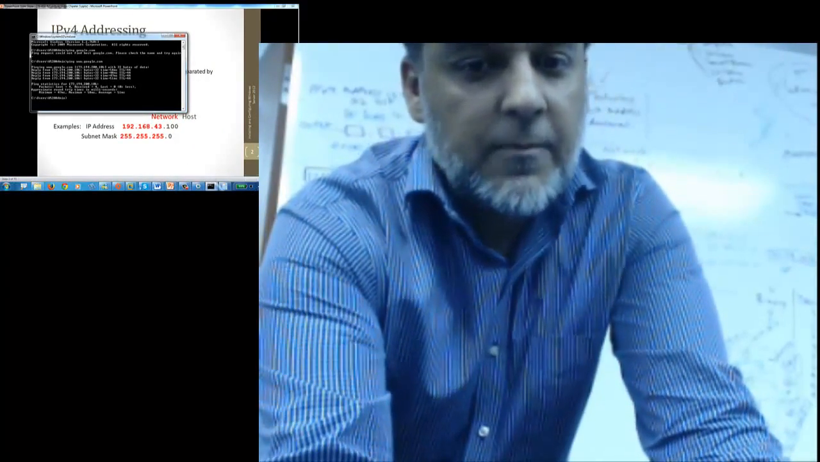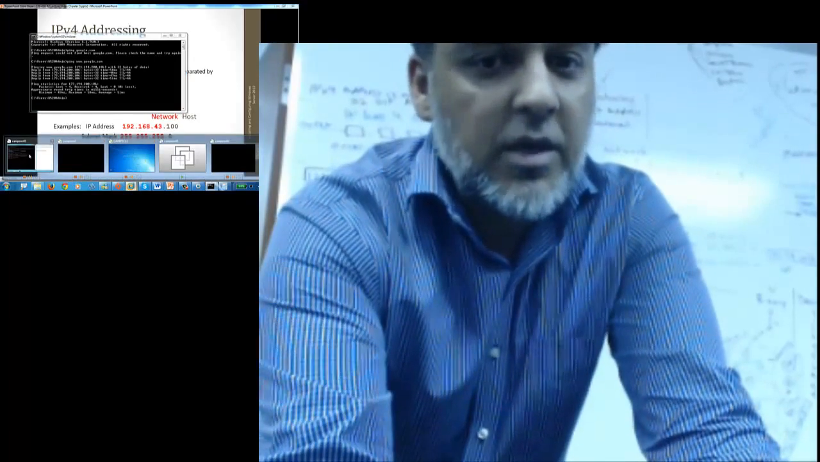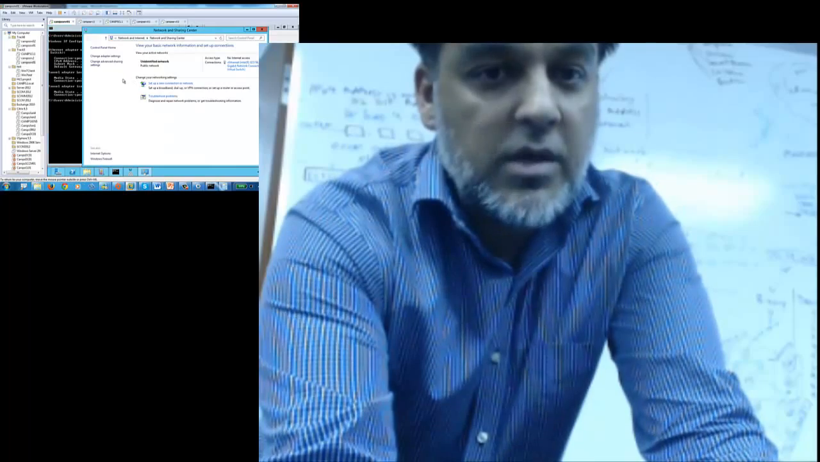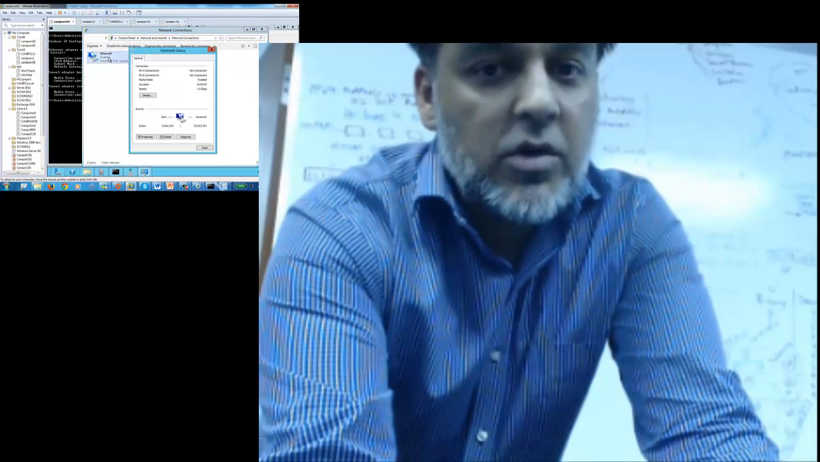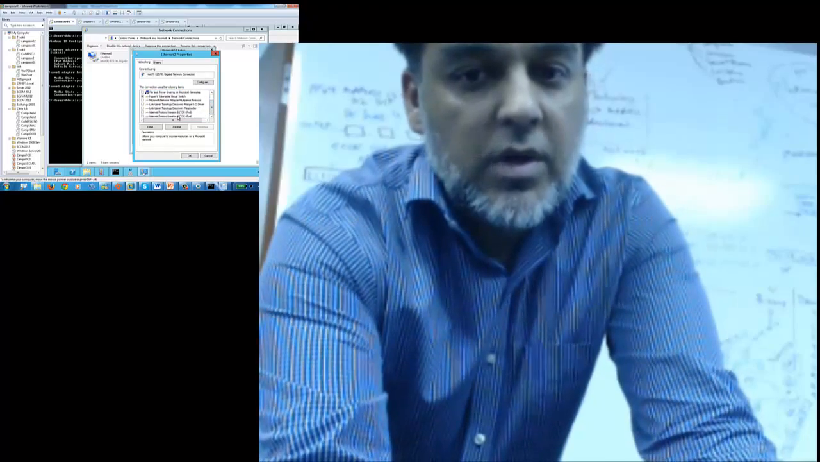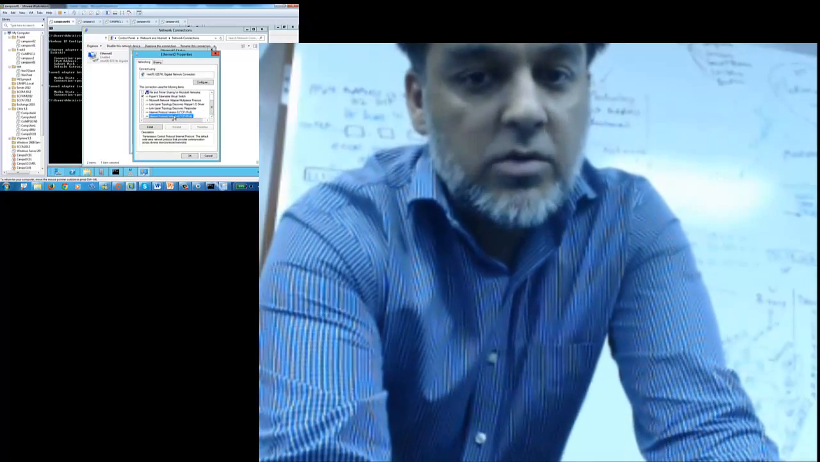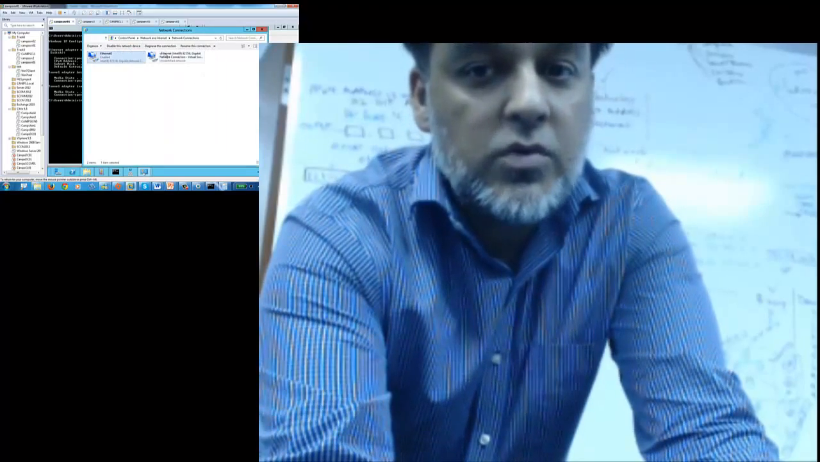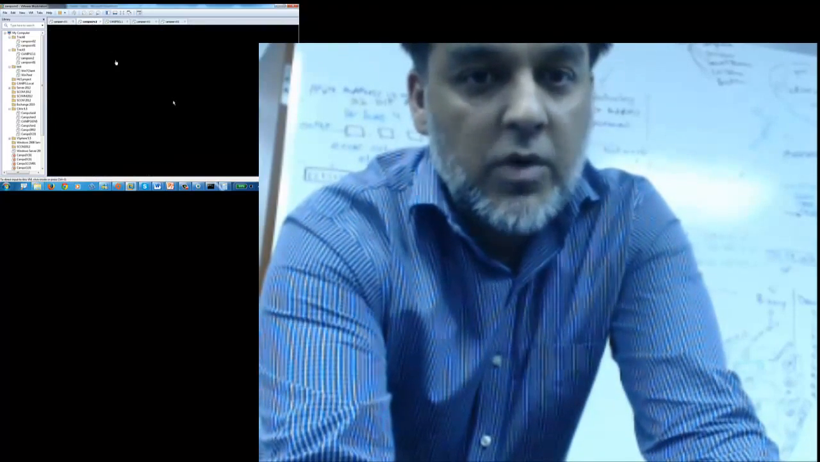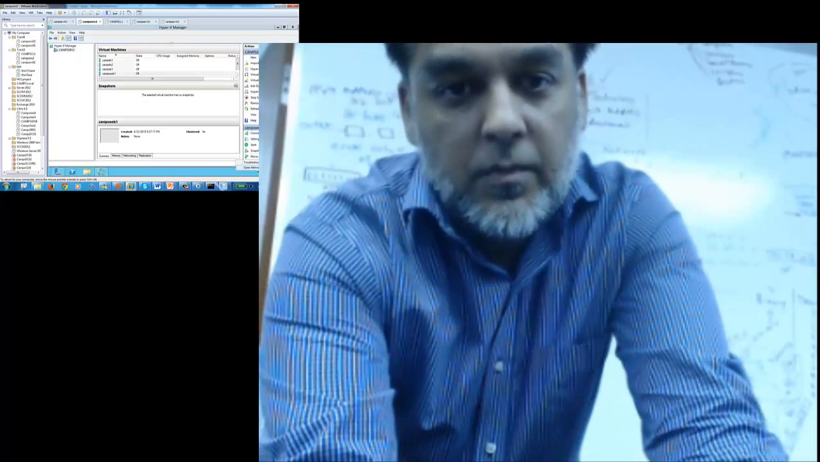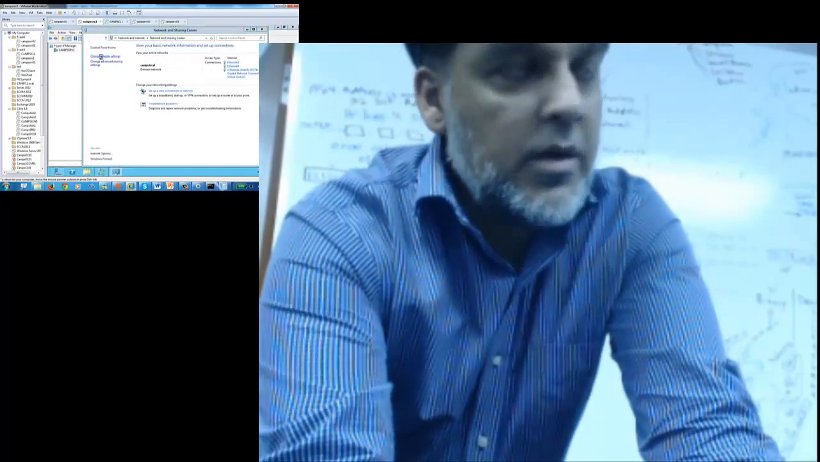It won't even take the IP address. So let's look at this. If I go into network adapter, if I go to properties, okay, this is actually assigned to the switch. Let me go to the other one.